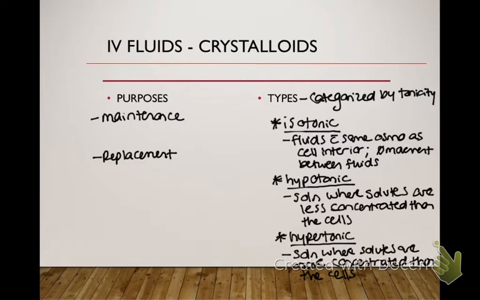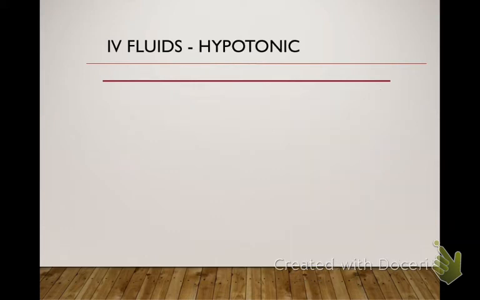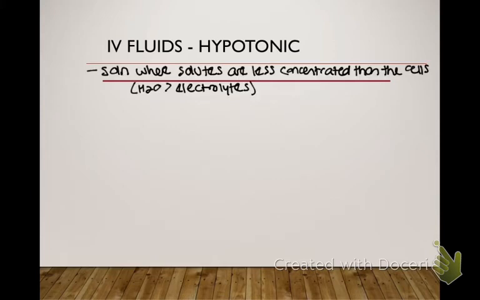And there are 3 different types. They're categorized by their tonicity. So they're either isotonic, where the fluids have the same osmolality. I always have a hard time with that word. Hypotonic, they're less, hyper, more. So hypotonic: again, this is where a solution has solutes less concentrated than the cells. So there's more water than electrolytes in a hypotonic solution.